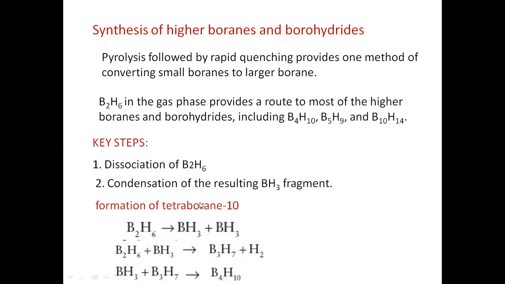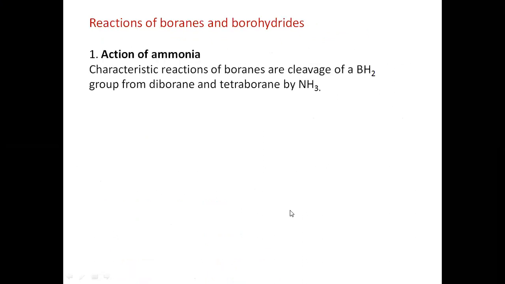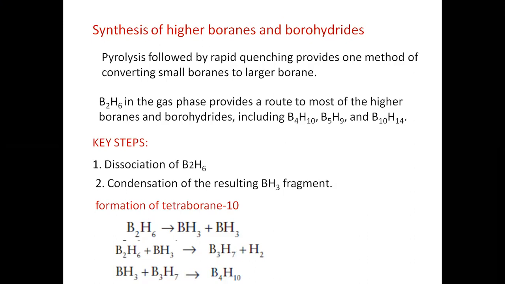This B3H7 further reacts with another monomer of borane, BH3, and that results in the formation of a very important higher borane, that is tetraborane 10. Okay, so only one example is given. If you want to prepare B5H9, B10H14, by using this same sequence we can go for that. You can read it in JD Lee and many books, Atkins, Shriver and Atkins. Here we have taken the example of tetraborane 10.